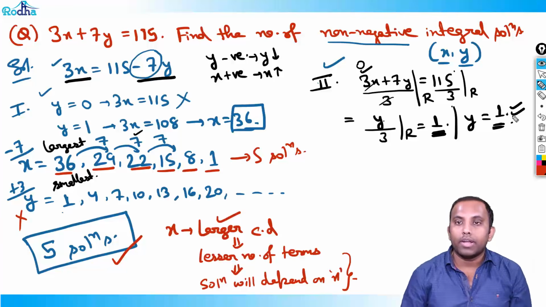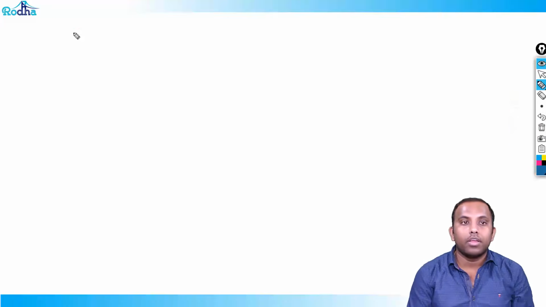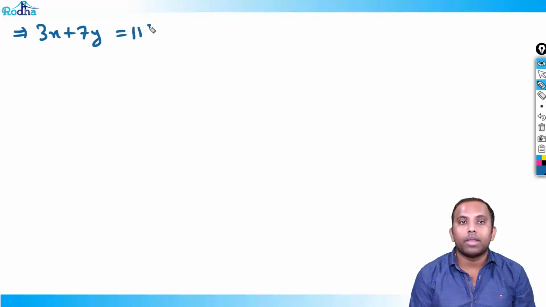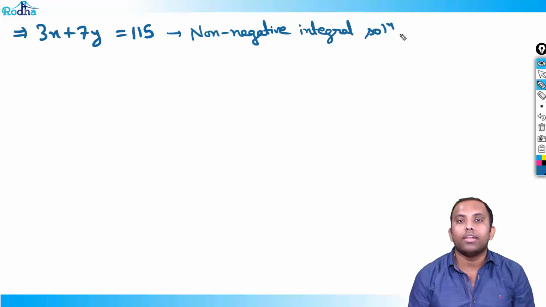Right? Now, let me explain what I told you in just 1 minute through another example. The question here is 3x plus 7y equal to 115. By just looking at this question, if we have to find the number of non-negative integral solutions, we'll see this equation and tell which variable the solution will depend on, x or y.